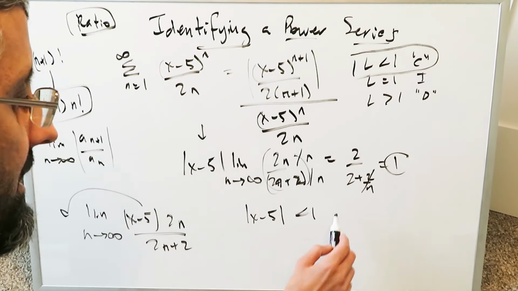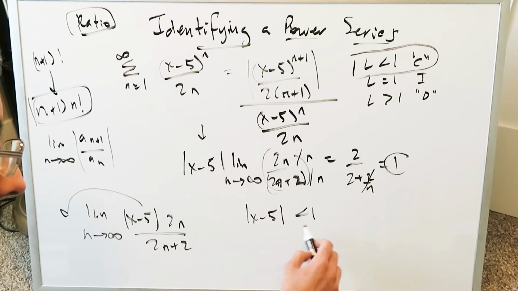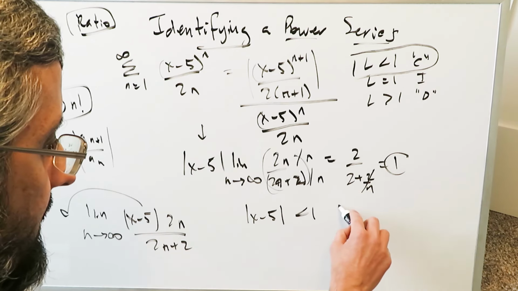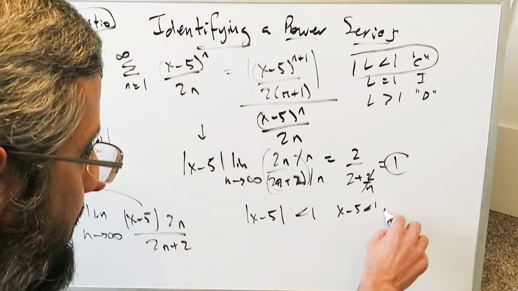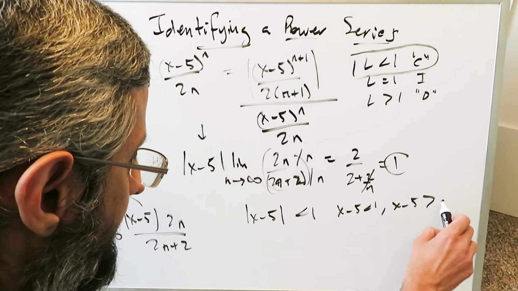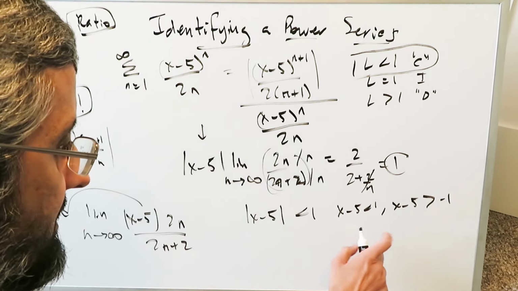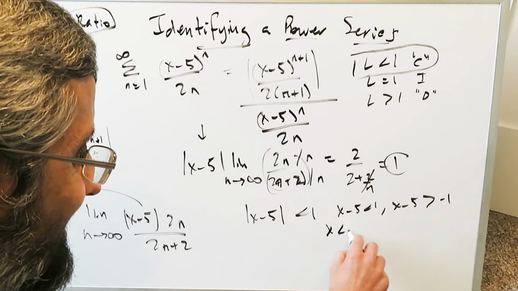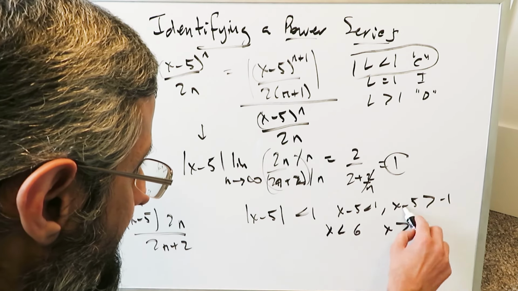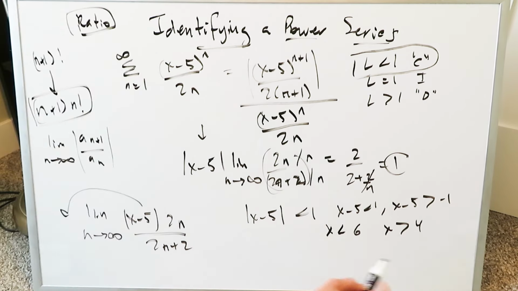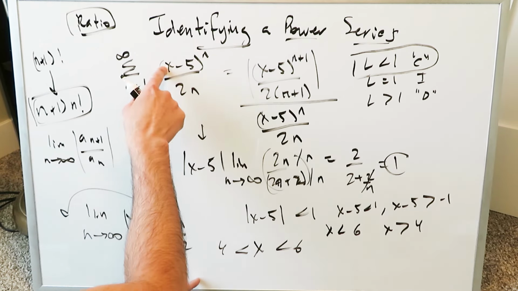If it were less than 1, I would have convergence. But what are these values? Do your absolute value algebra determination. You have x minus 5 is less than 1 and x minus 5 is greater than minus 1. You solve these inequalities in each case: x is less than 6, x is greater than 4. You're seeing a relationship such as this. If x were somewhere between 4 and 6, you would see convergence if you were to plug that in.